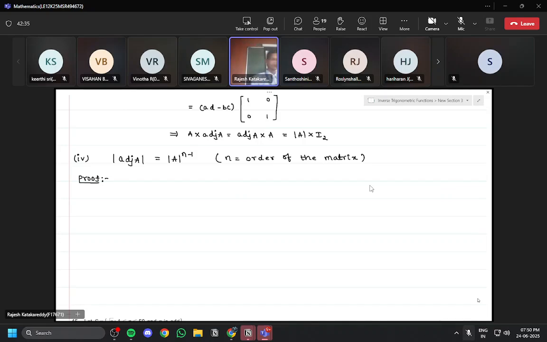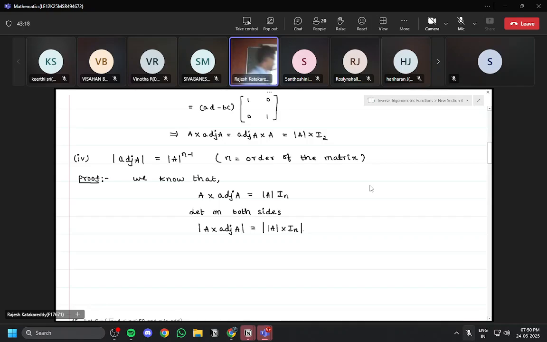Not difficult. We have learnt this theorem earlier: matrix A into adjoint of A is equal to determinant of A into the identity matrix of order n. Taking determinant on both sides, this becomes determinant of A into adjoint of A is equal to determinant of A into identity matrix of order n.